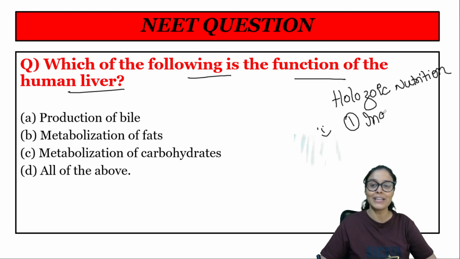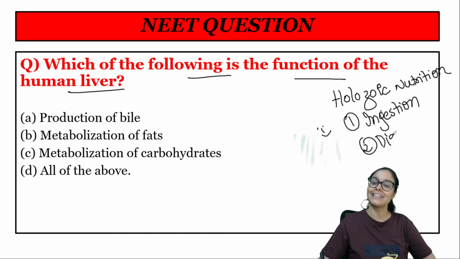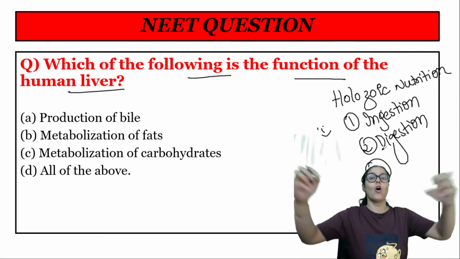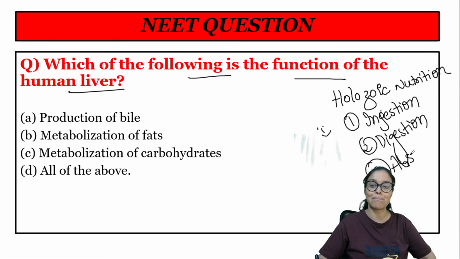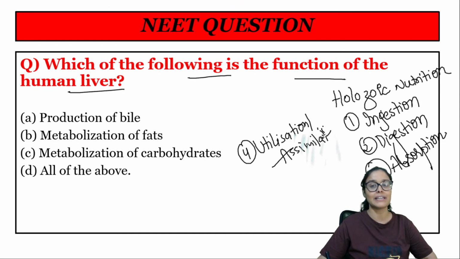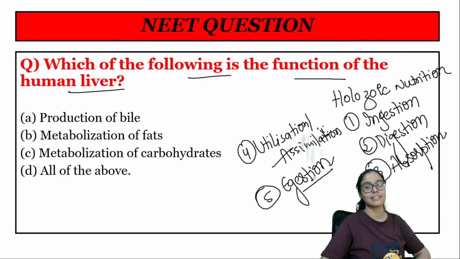Ingestion, intake of food. Second, that ingested food will be digested. We will see digestion of whatever food we eat. Then after digestion, food is absorbed by blood and goes to different body parts. Absorption. And as food is absorbed, the fourth step is utilization or assimilation of food. Assimilation means it will be utilized. And the last step, all the undigested food is removed via fecal matter, egestion.